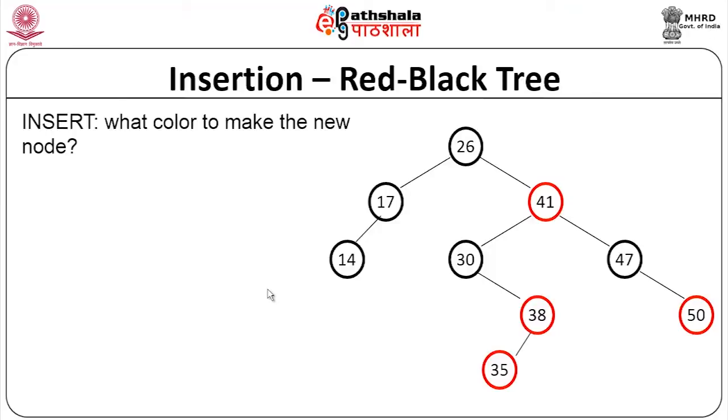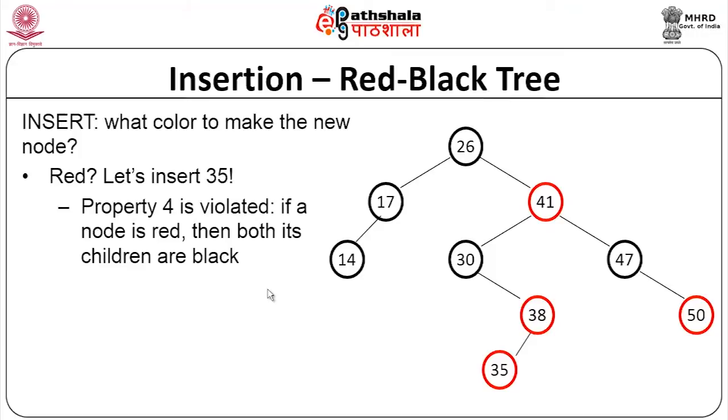Now, the first question: 35 is the node we have inserted. So, let us insert 35. Now, if we color it red, we are actually breaking property 4, it is violated, because if a node is red, then both its children are black. 38 is red, both its children are black, but here its child becomes red. So, we have violated that property.